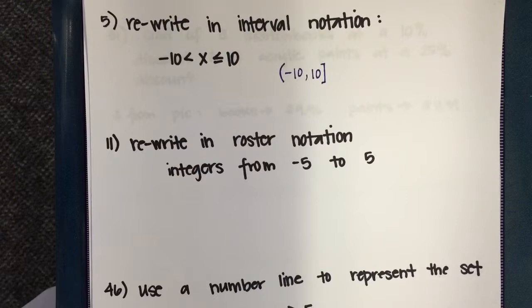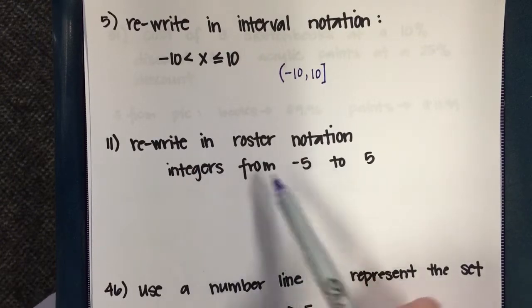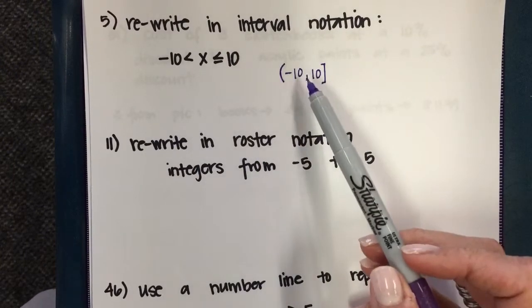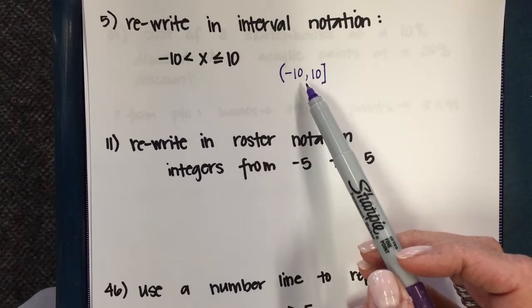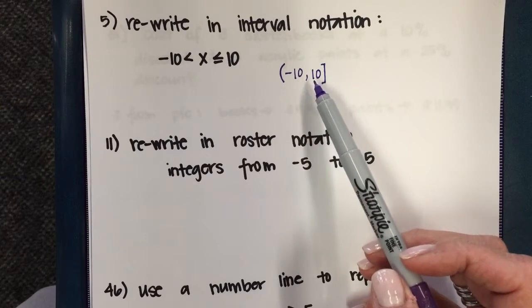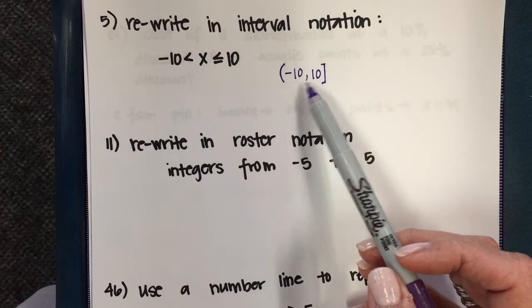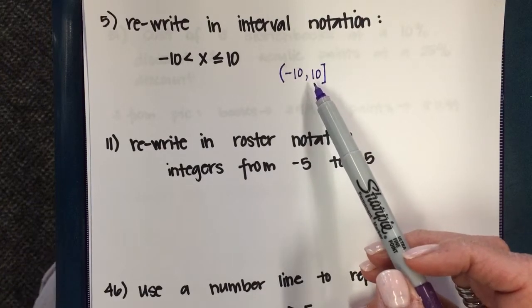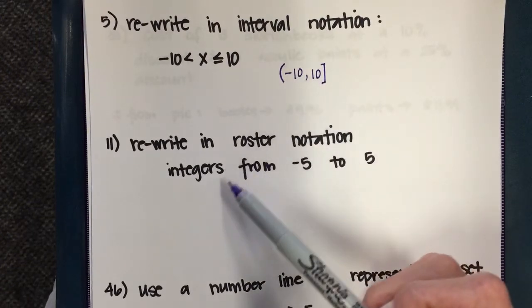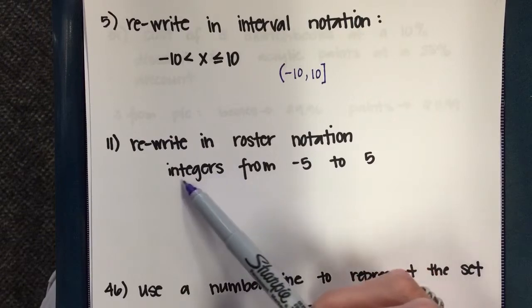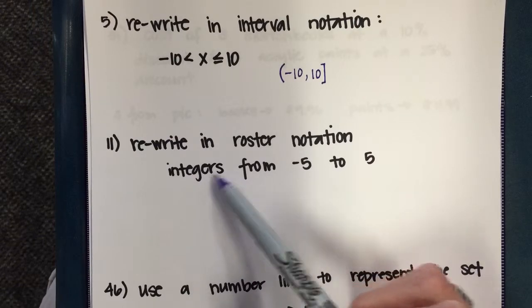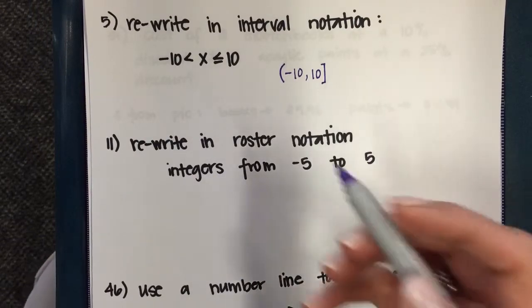Roster notation is when we list all of them out. This doesn't work always. It would not have worked for this example up here because we can't plot all of those points. We can't list all of those points between -10 and 10. There's an infinite number of points. But since this one just says integers, we can list all of the integers from -5 to +5.